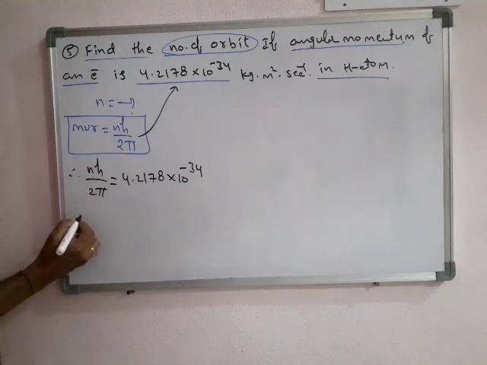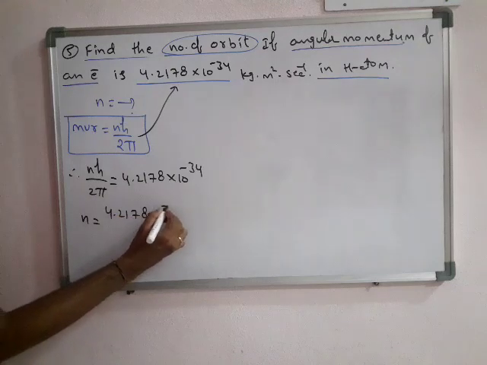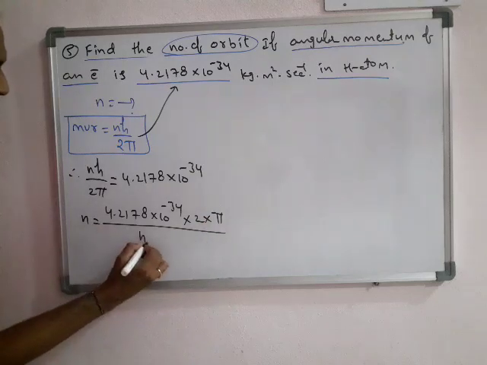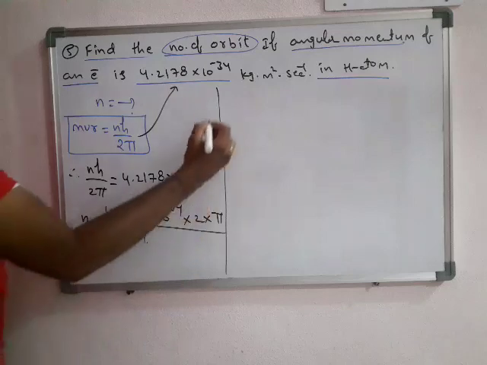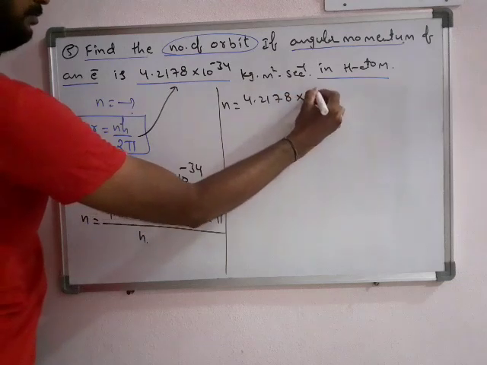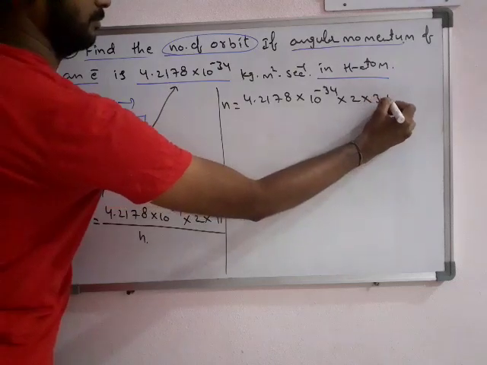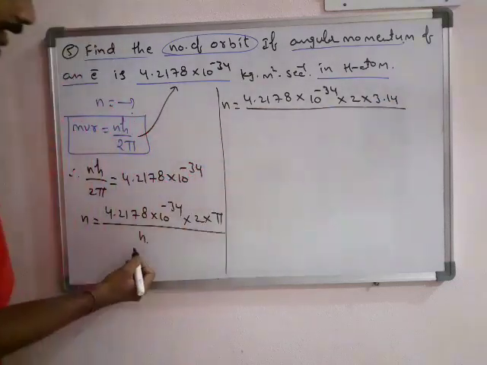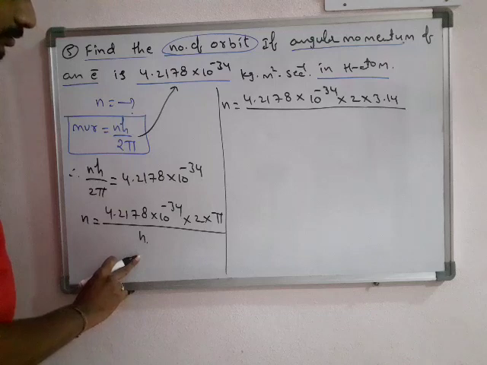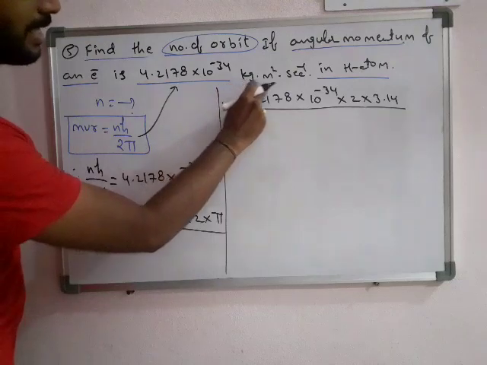We need to find the n. What is n? n is this value by h, by substituting these values. Pi value 3.14, h value. So what should be the h value in terms of joules or electron volts? It must be in terms of joules because the angular momentum is taken in SI method.